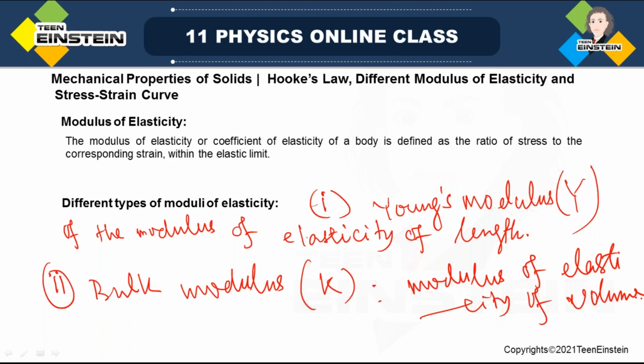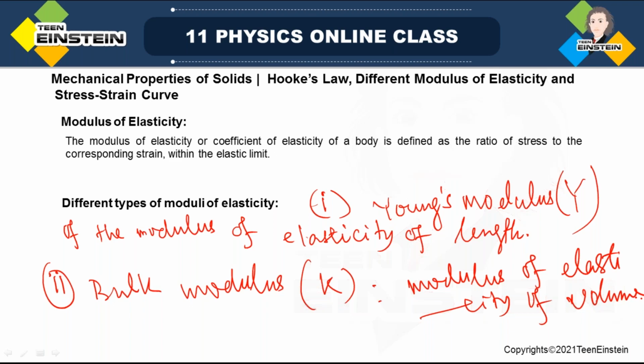So we have seen volumetric change. If we write down the coefficient of elasticity for volumetric change, then we can write bulk modulus K. It is given by K. We'll discuss in detail.